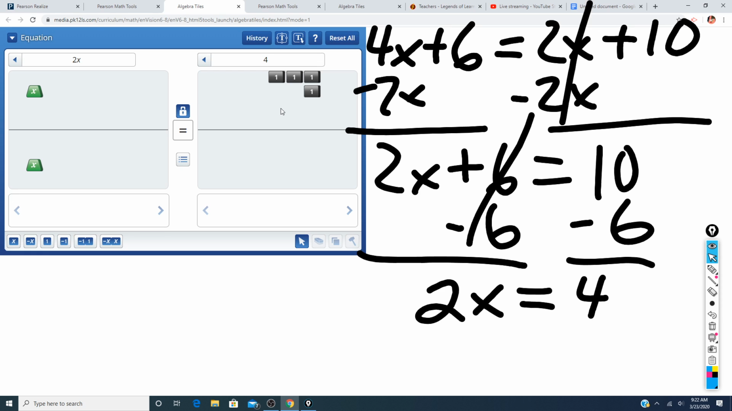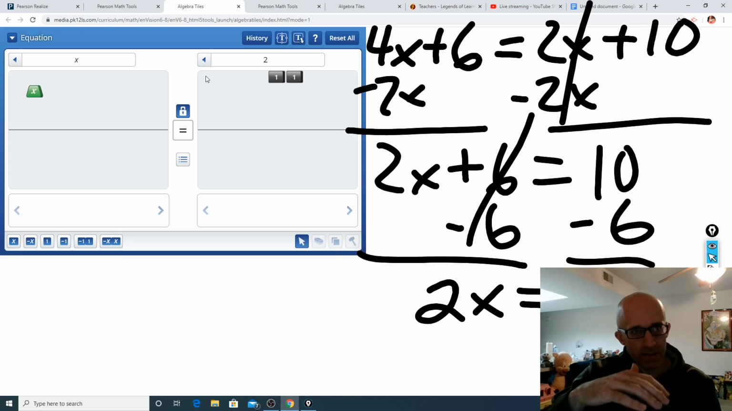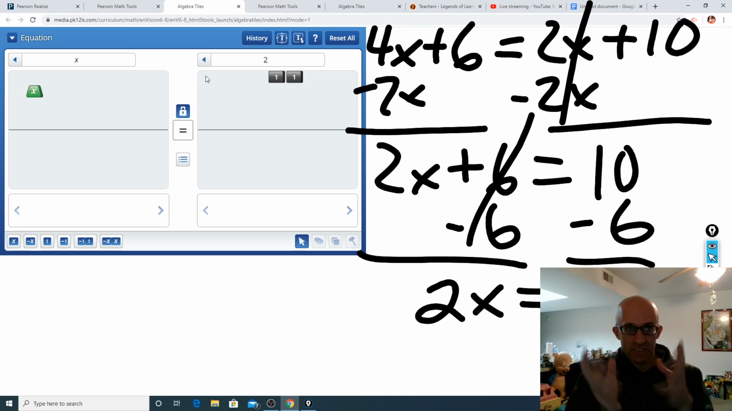And then over on our right, out of the 4 that we have, we can create 2 down here. We then know that we can get rid of one side, and our final answer is x equals 2. It's a little awkward to see it that way, but it helps to visually see things.